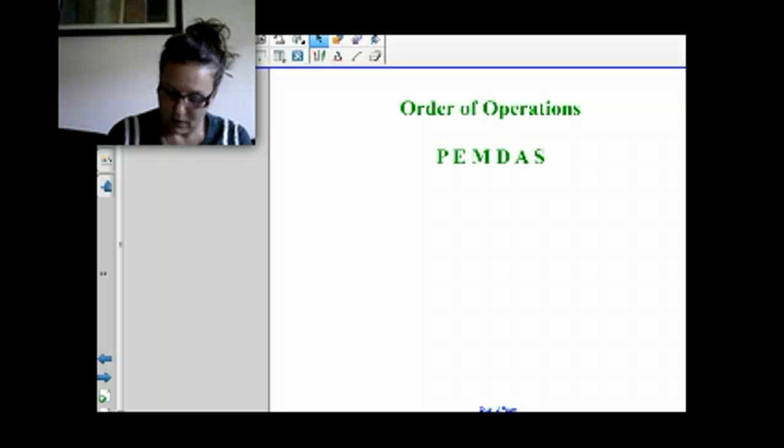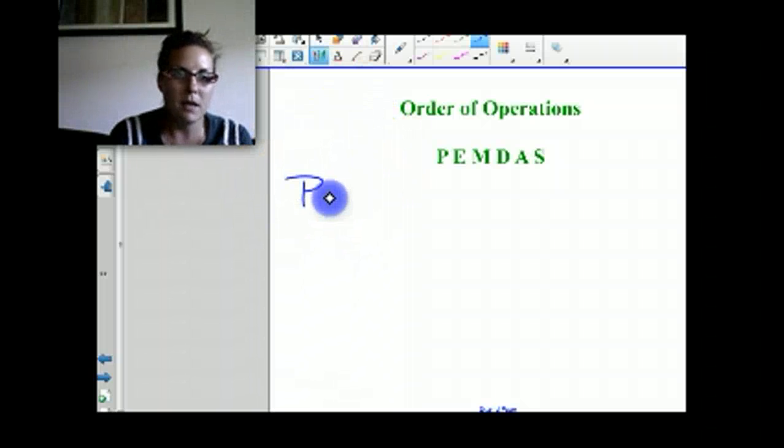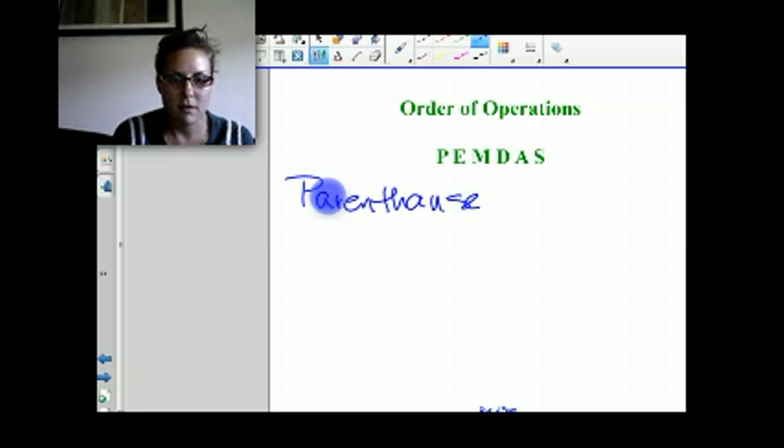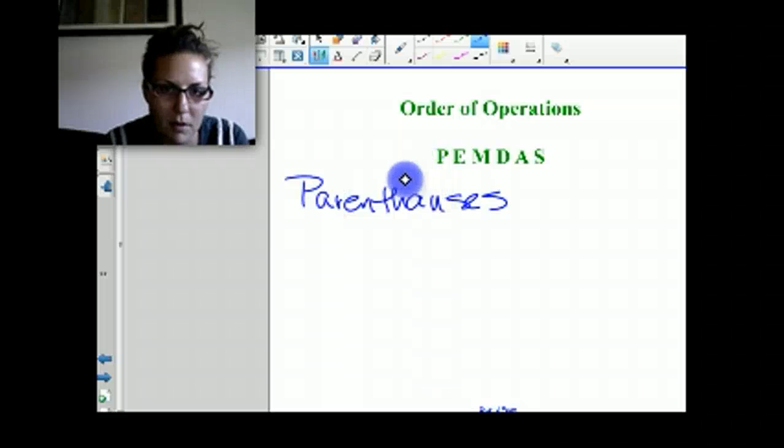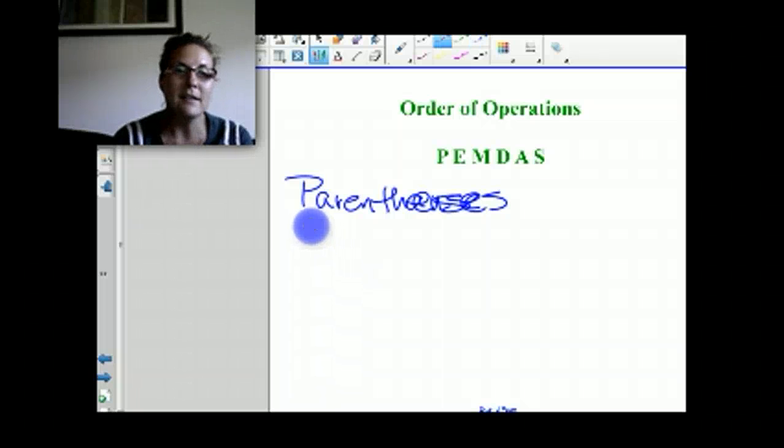Order of operations. PEMDAS. Please excuse my dear Aunt Sally. The P stands for parentheses. I think I spelled that wrong. Parentheses. There we go. Close enough. Alright, E is for exponents.